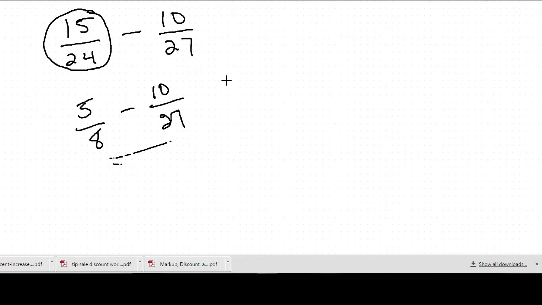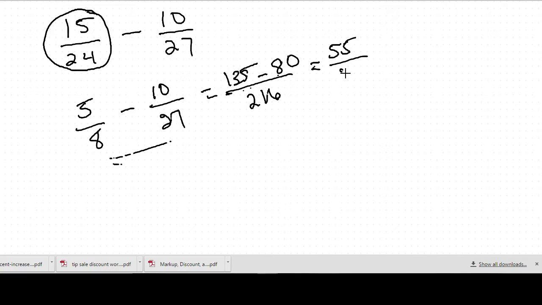Okay. So you would multiply 27 times 5. You're more than welcome to use your calculator if you want. I don't care. Don't you worry, I am. 135. And then, so that would be minus 80 over 8 times 27 is 216. 135 minus 80 is 55 over 216.